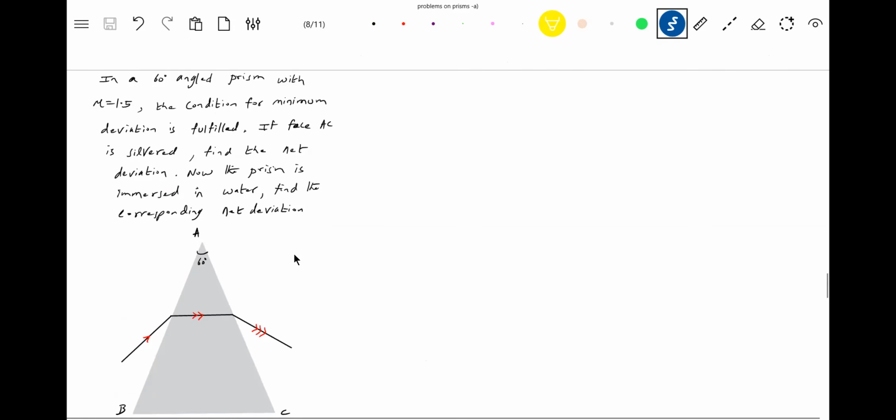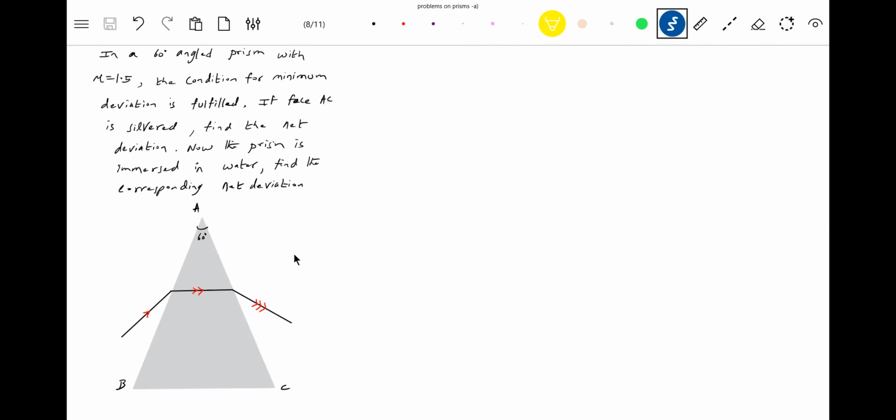We'll take the next problem. In a 60-degree angle prism with mu equal to 1.5, the condition for minimum deviation is fulfilled. What is the condition? We know at minimum deviation the refracted ray will be parallel to the base. Let's read the question. If face AC is silvered, find the net deviation.